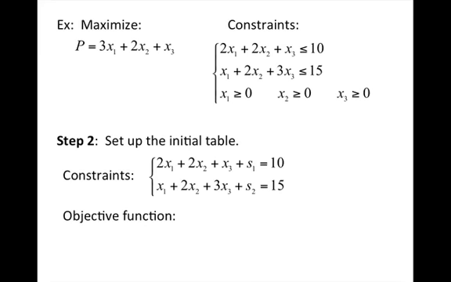Then I get my third equation from the objective function. Move each of the x's over to the side with the p, and this changes the sign of each one. So I end up with p minus 3x sub 1 minus 2x sub 2 minus x sub 3 equals 0.